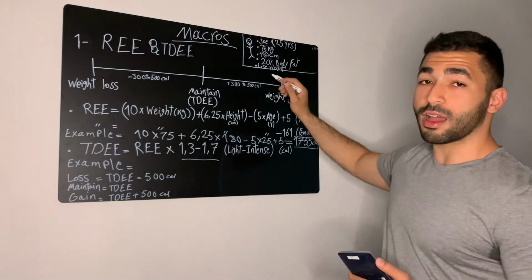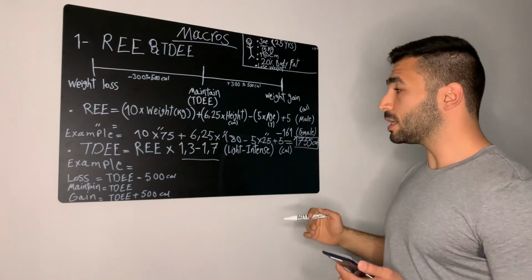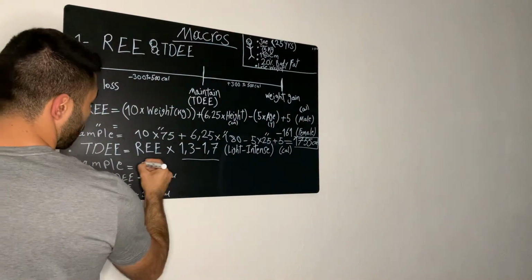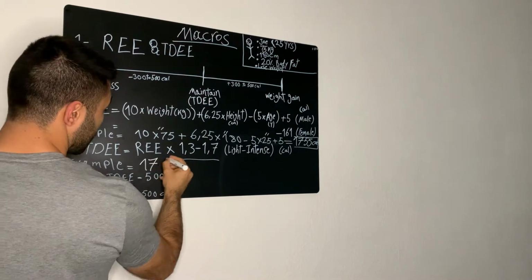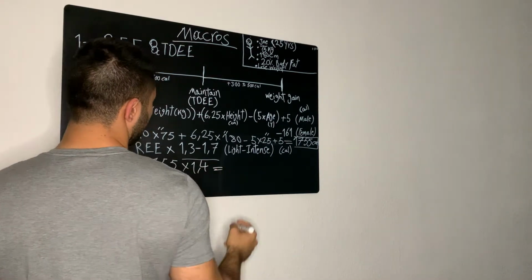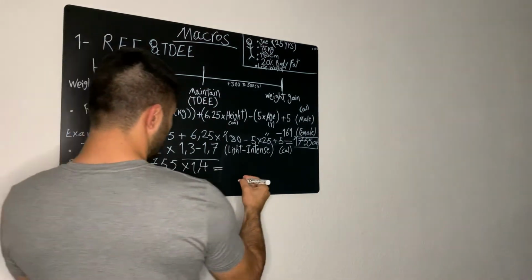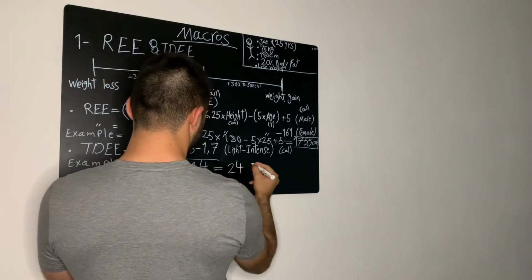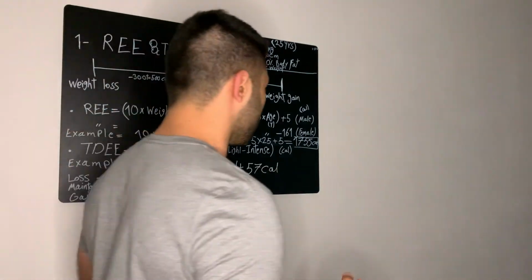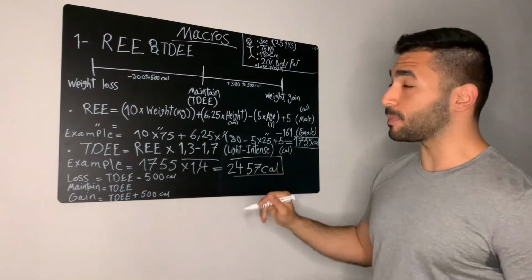So let's say our average Joe here is not a very active guy. He's a moderately active guy. So we're gonna multiply by 1.4, for example. So let's say his REE, which is 1,755, times 1.4. Let's just put it into the calculator. So this gives me 2,457 calories. All right, so these 2,457 calories is the total daily energy expenditure of our Joe.